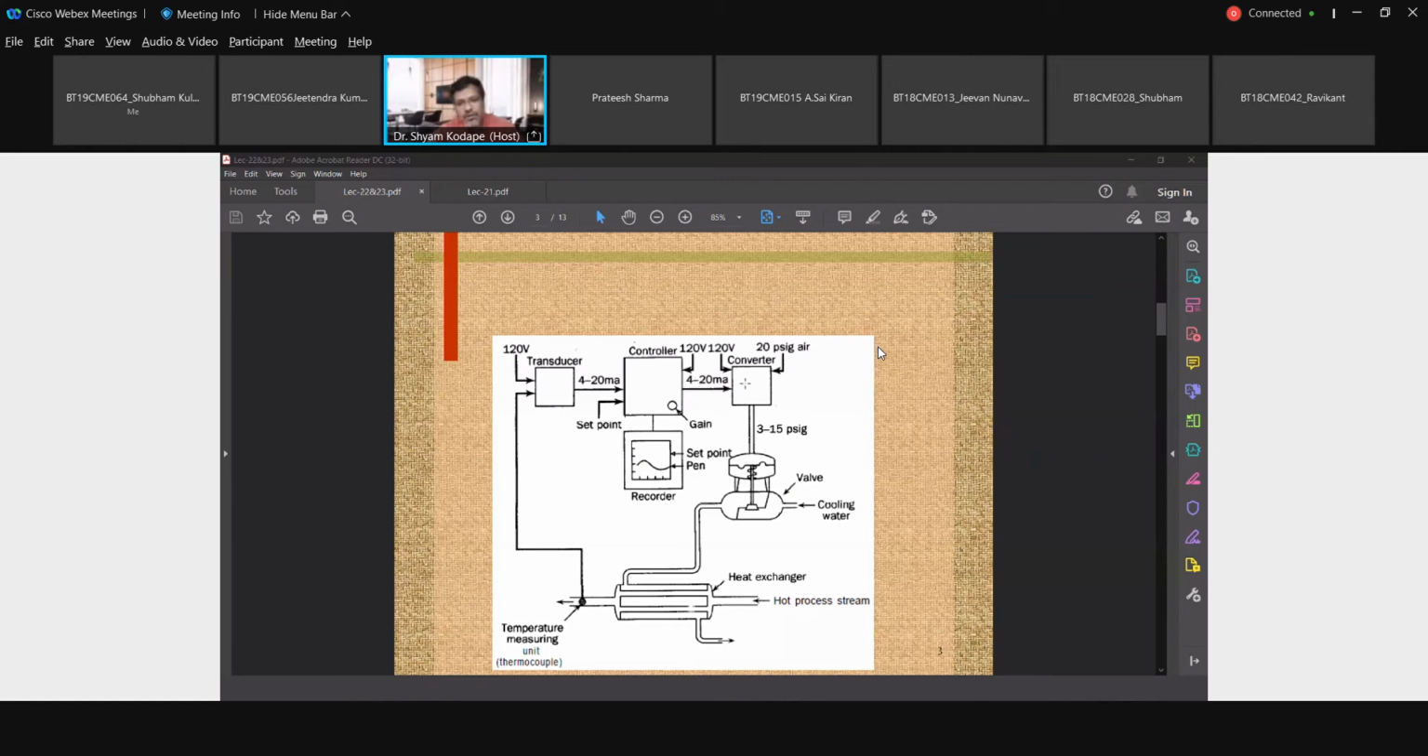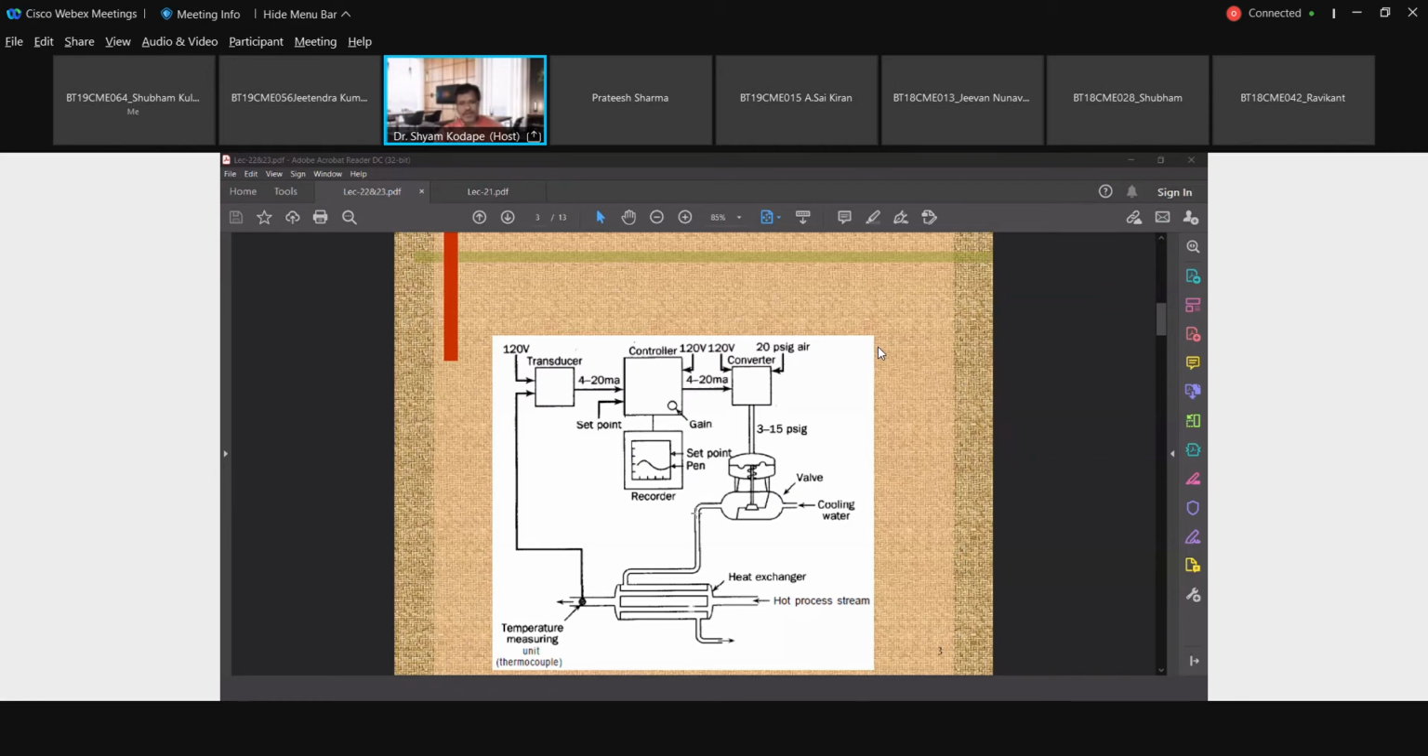There is a converter which will convert the electric current into pneumatic signals, and the pneumatic signals will control the movement of the valve. It will close down or it will open. Okay, and this is the mechanical motion. The mechanical motion will close the orifice, and it may cause the flow rate to change.